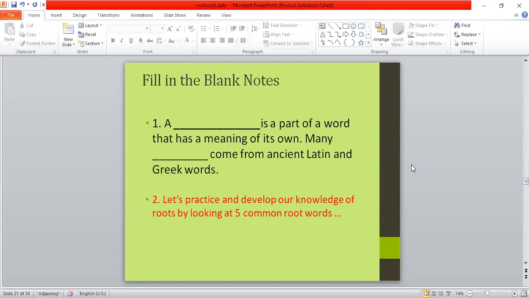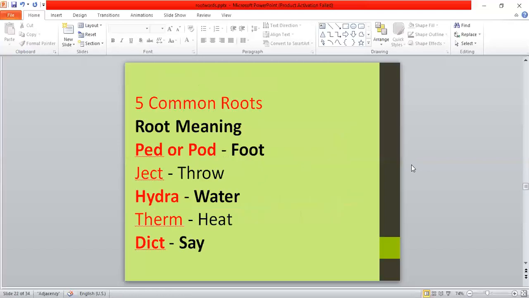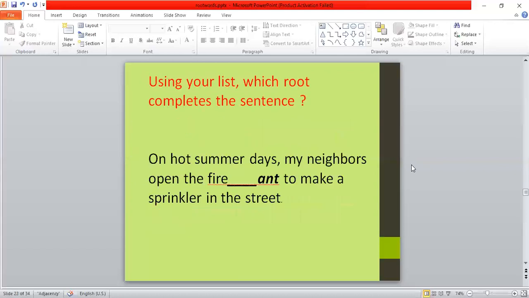Let's practice and develop our knowledge of roots by looking at 5 common root words. The common roots and their meanings are ped or pod, it means foot. Ject means throw. Hydra means water. Therm means heat. And dict means say. Using your list, which root completes the sentence?